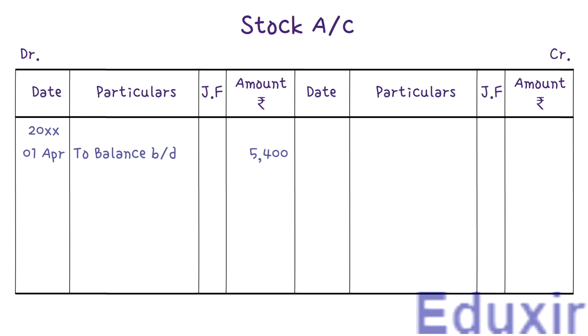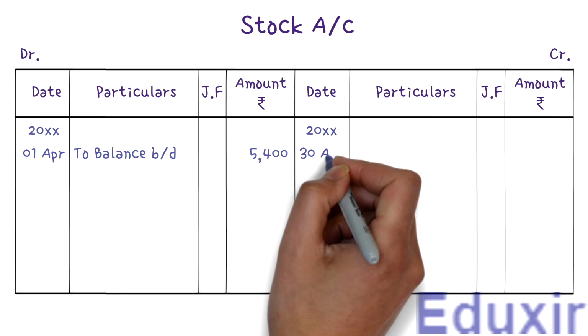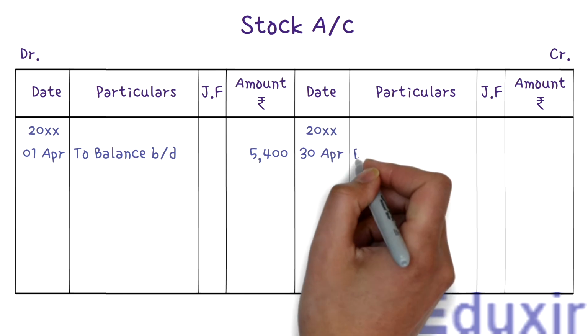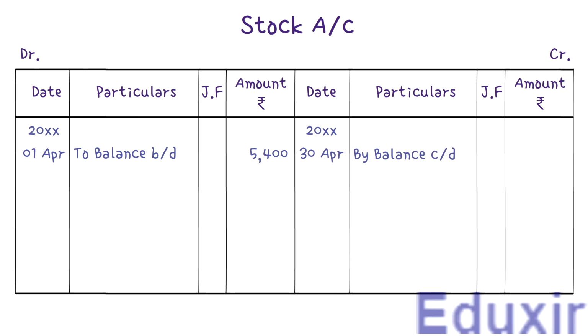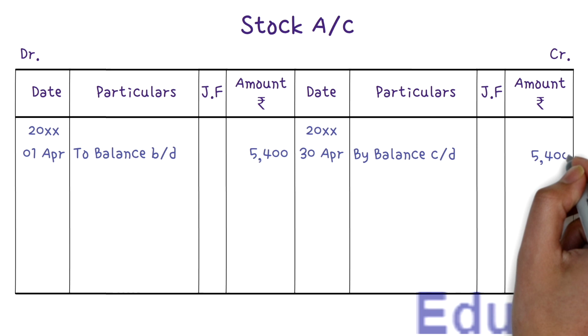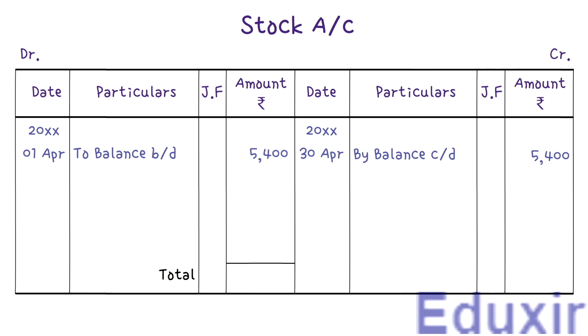As there are no entries on the credit side, the entire debit balance of 5400 rupees needs to be carried down. And as this is the first entry on the credit side, let's first write the year and then let's write the date as the last day of the month. Let's then write by balance carried down in the particulars column. Let's then write 5400 rupees in the credit amount column. Now the total on the debit side is 5400 rupees.